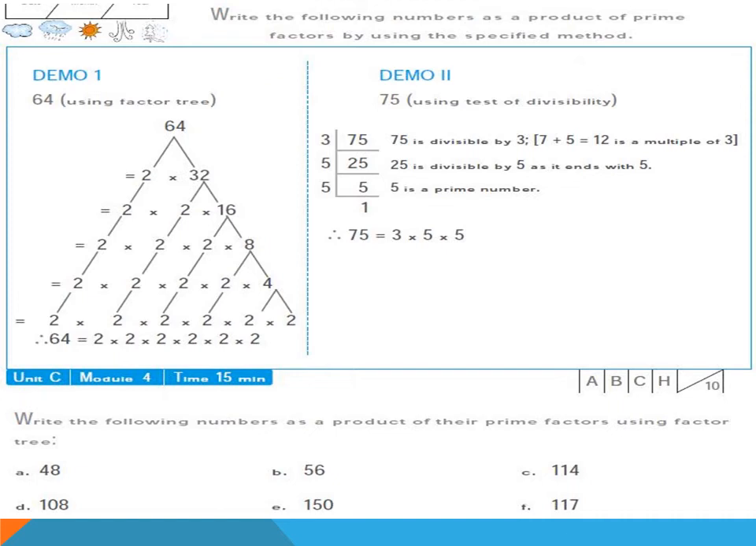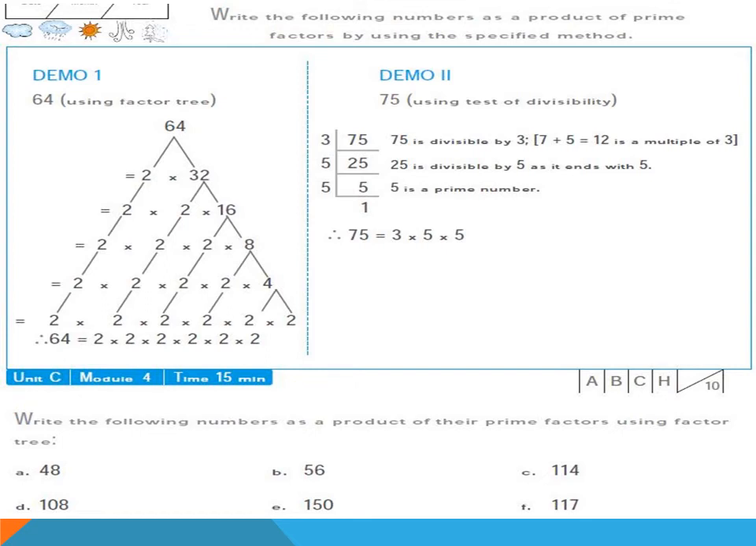Okay, 75, the first prime number is 2, it is not divisible by 2. The next prime number is 3. Now 75 is divisible by 3. So 75 divided by 3 gives you 25. Now 25 is not divisible by 2, not divisible by 3. The next prime number is 5 and 25 is divisible by 5.